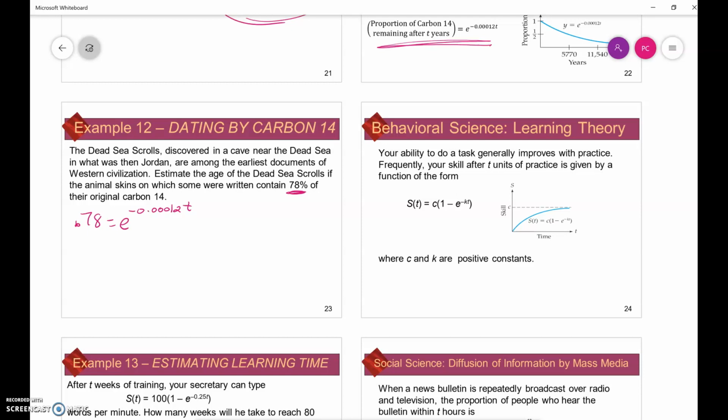We're going to use the same steps that we did in the last video to solve for t. So I want you to pause the video and try to solve this, and then we'll come back and check.